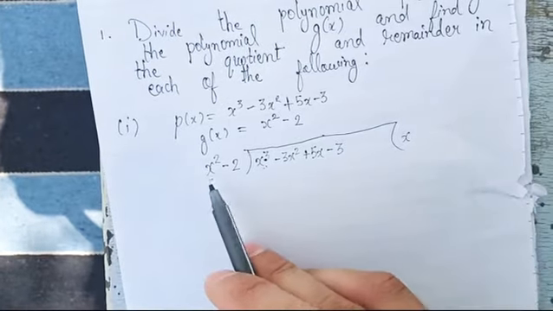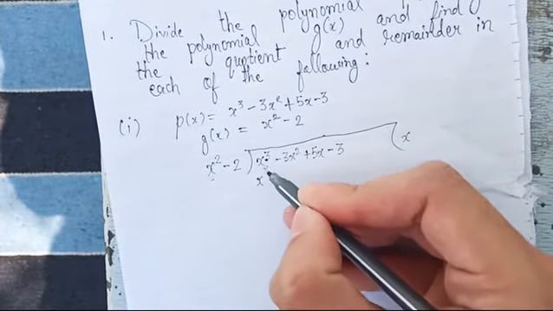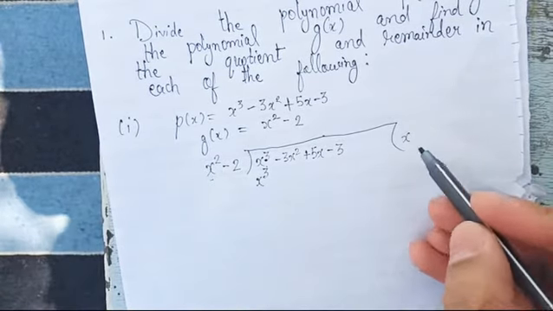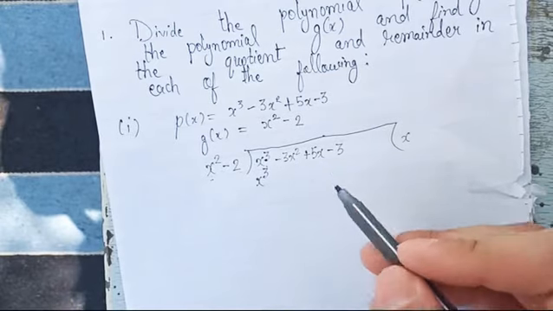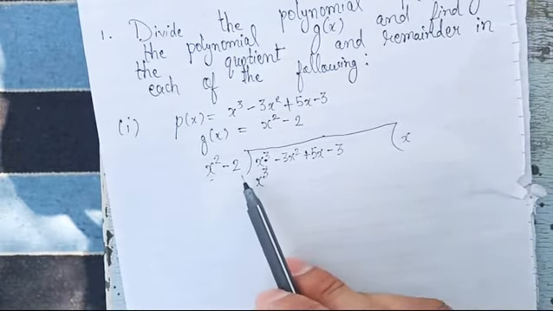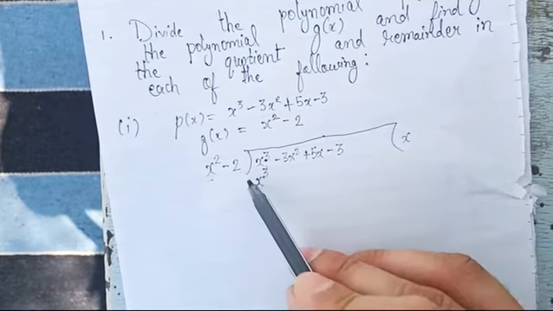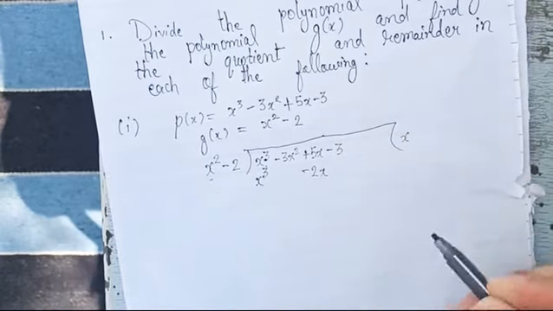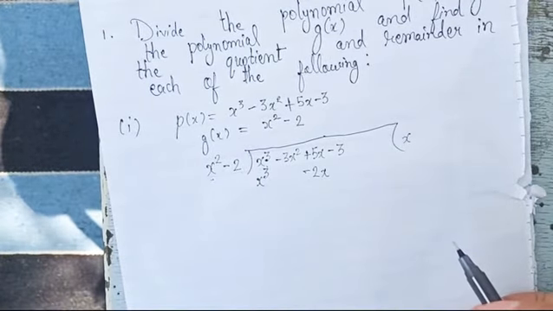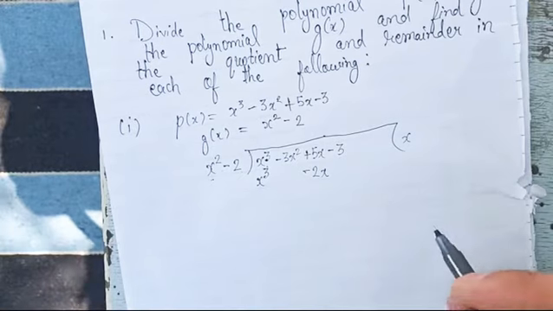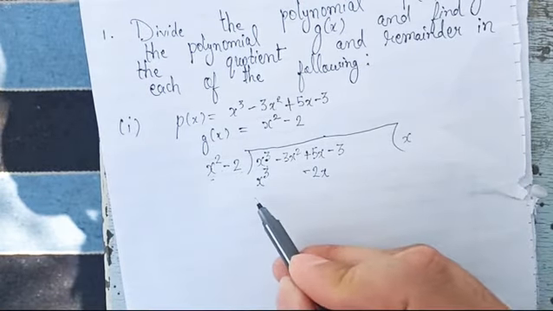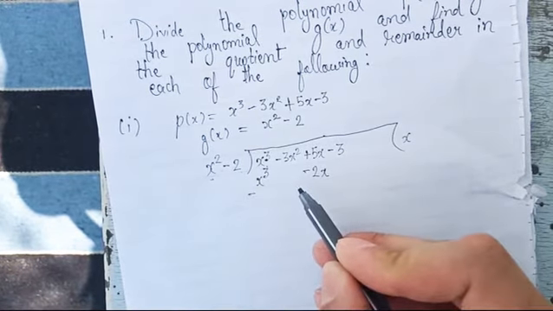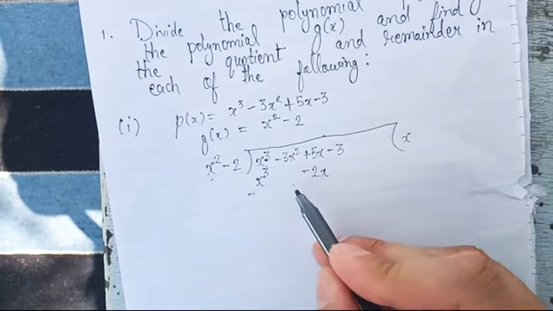Okay, now x square into x, it will become x cube. X into minus 2, it will become minus 2x. Okay, not minus 3x square or anything else, because there is no variable here. So x into minus 2, it will become minus 2x. Now changing the sign, here positive, so it will become negative. Okay, here sign will not change because there is no term.